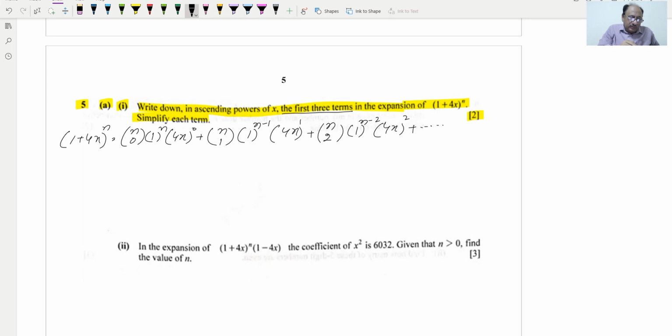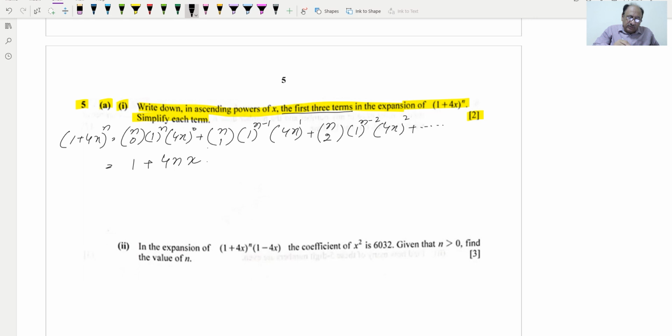So now we can rewrite this. nC0 is 1 and 1 raised by n is also 1, (4x) raised by 0 is also 1. So this will be resulting to 1, and nC1 is n, so this will be 4x n, or 4nx. So 4nx will be the second term, because this is resulting to n, this is resulting to 1, and this is resulting to 4x, and if we multiply these three we will get 4nx.